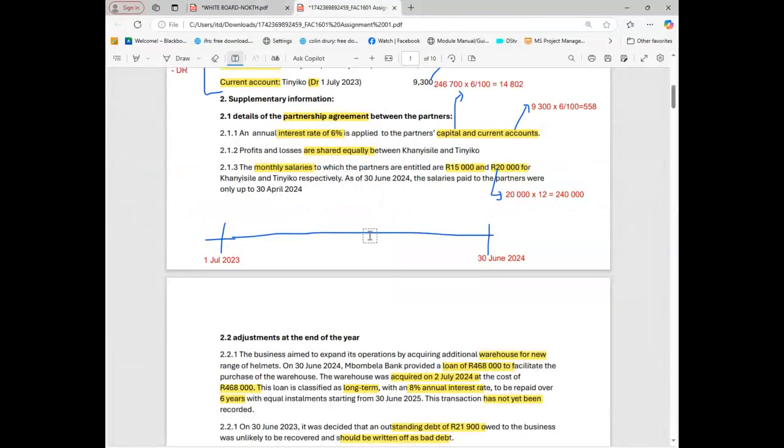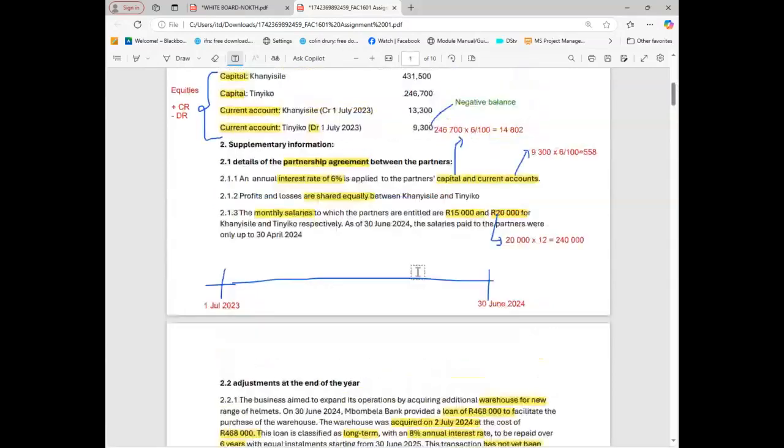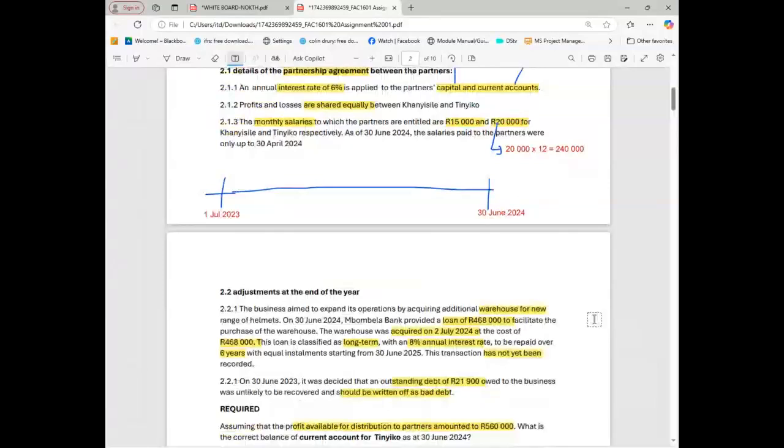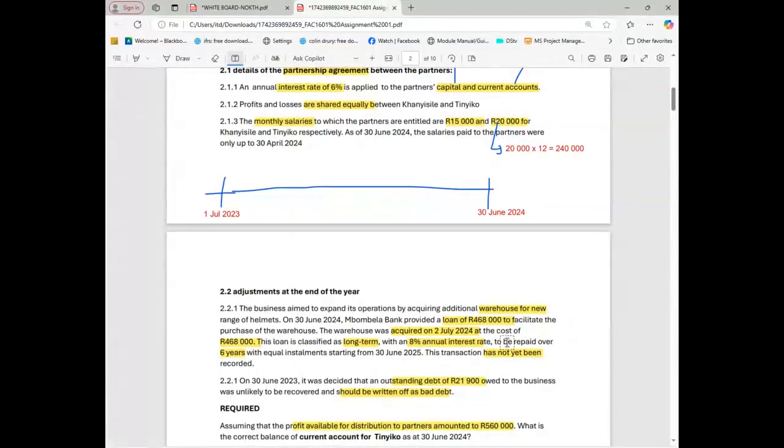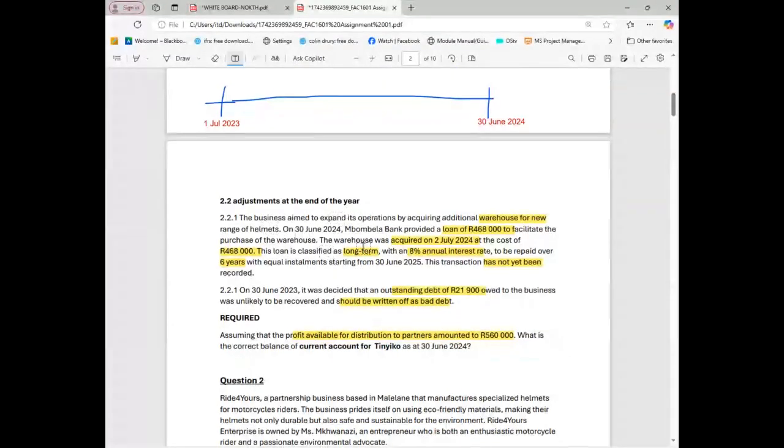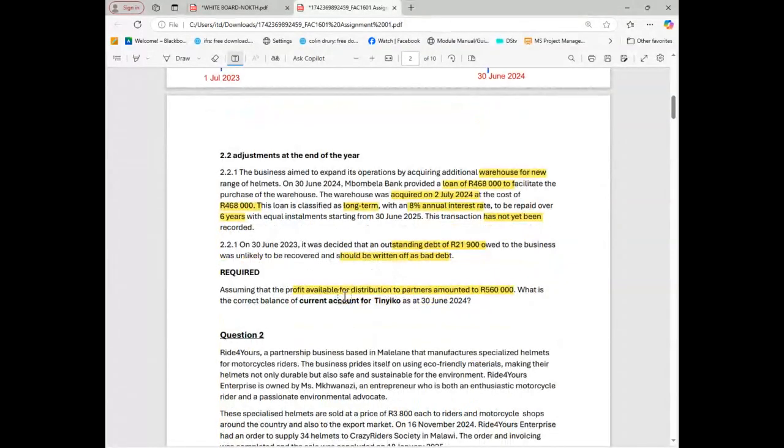So this was the partnership agreement. The only thing that we need to do is to share the profit, because they must also get the profit. Are you with me? For this exercise, they are very clever. They gave you additional information here about the adjustments, but at the same time, they say assume the profit available for distribution. In other words, they calculated the profit for you to distribute. So in future, they won't give you this profit. You have to find it yourself.